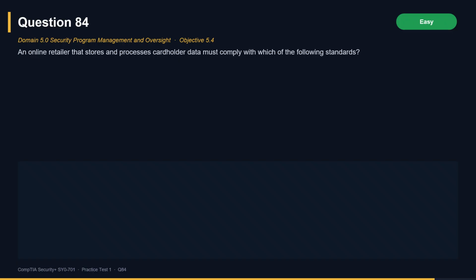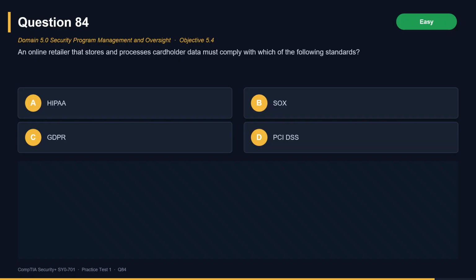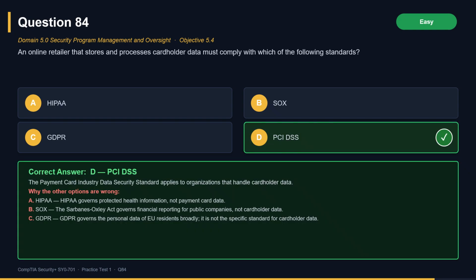Question 84. An online retailer that stores and processes cardholder data must comply with which of the following standards? The correct answer is D, PCI DSS. The Payment Card Industry Data Security Standard applies to organizations that handle cardholder data. Now, why the other options are wrong?